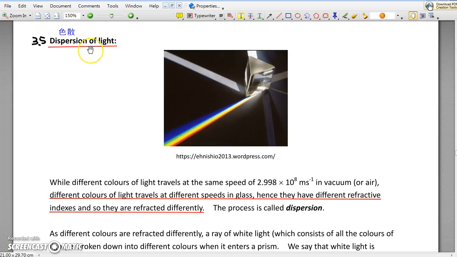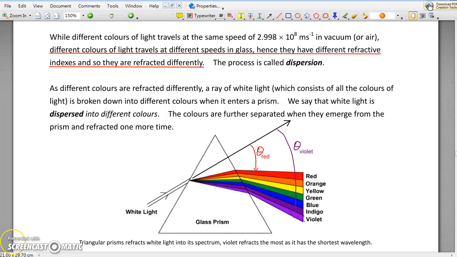This is called dispersion of light. The reason for this is that different colors travel at different speeds in glass. That means they have different refractive indices. Indeed, they are refracted differently. You can see that red light deflects less and violet light deflects more. So the refractive index of violet is larger. It travels slower.